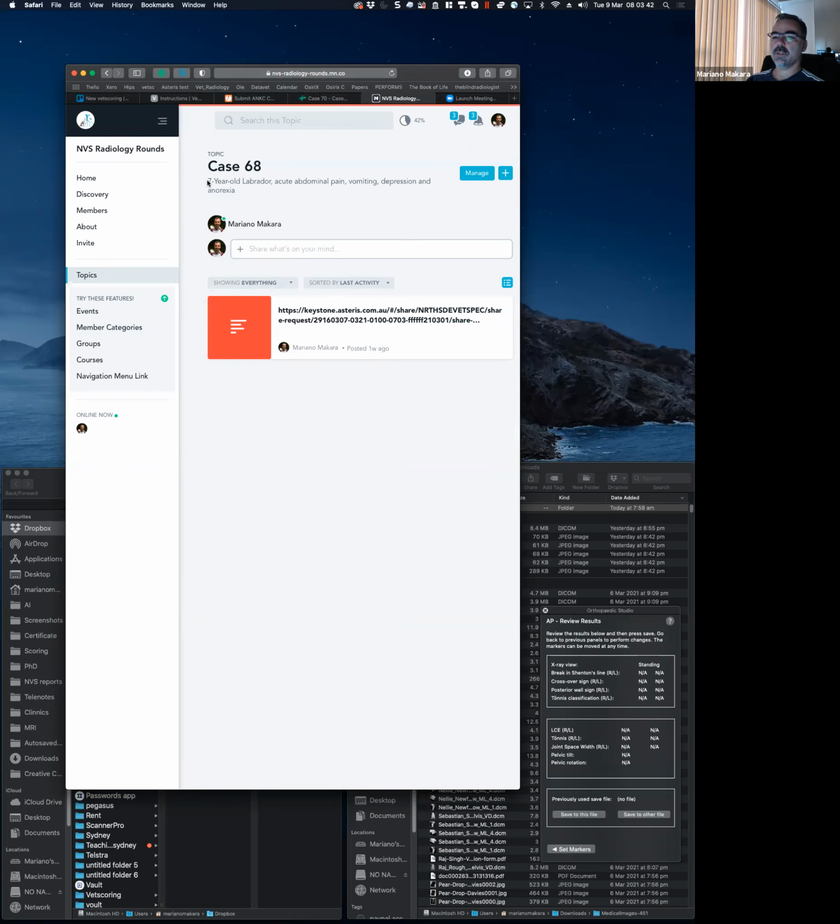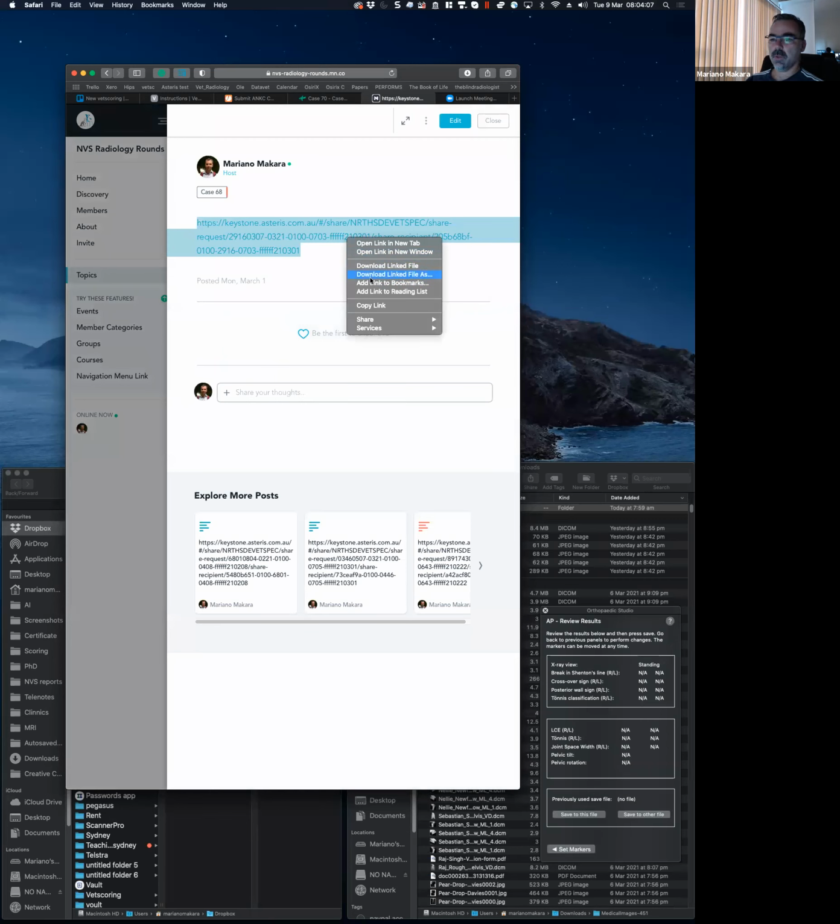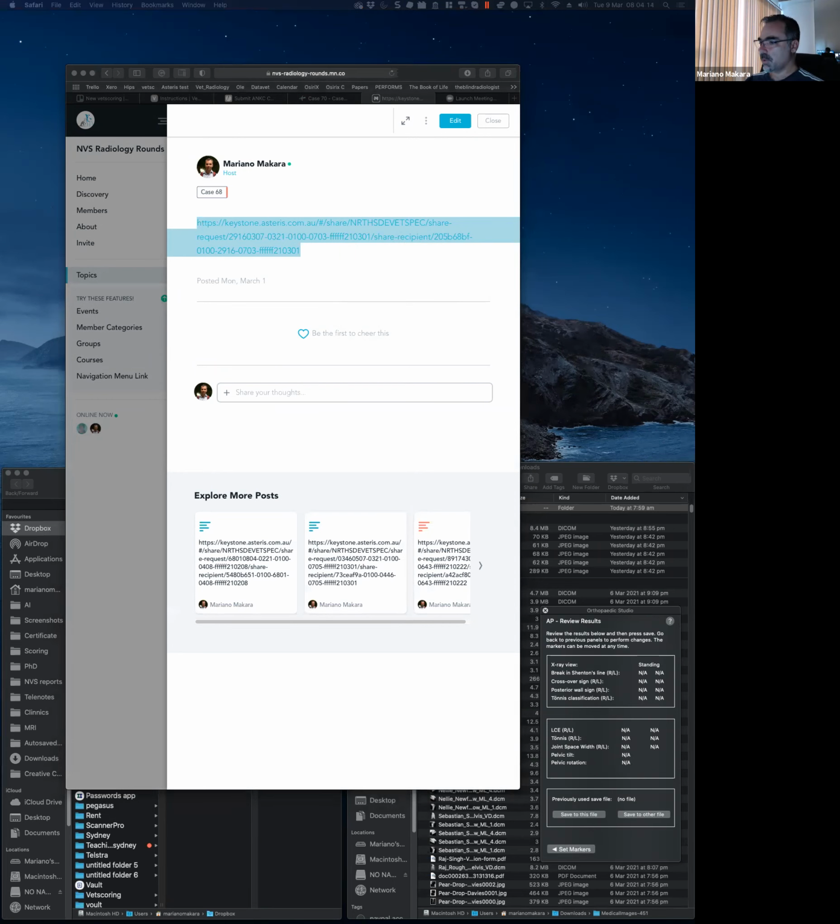And the history was a 7-year-old Labrador with acute abdominal pain, vomiting, depression, and anorexia. And let me bring the images up. As usual, let me just copy that so I can share the link with you. More chat. So that's the link if you want to open the images. No, that's not the right link. So it's the same. Copy. Okay. That's the link.